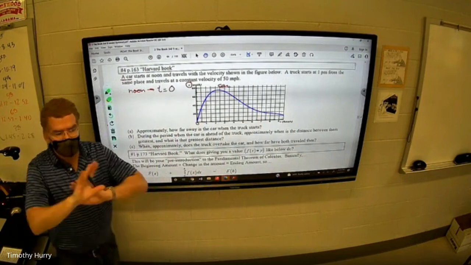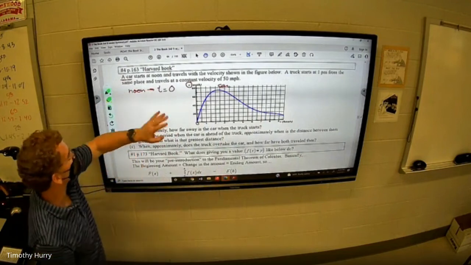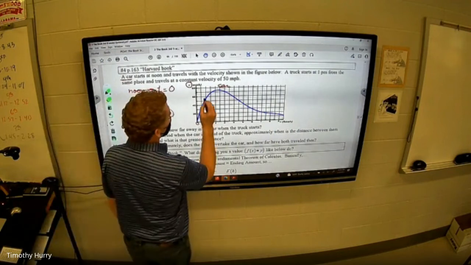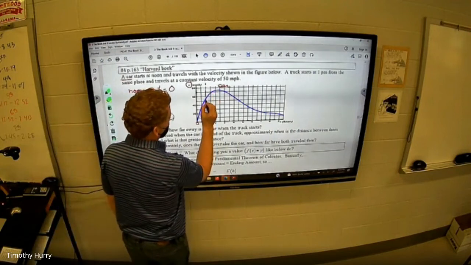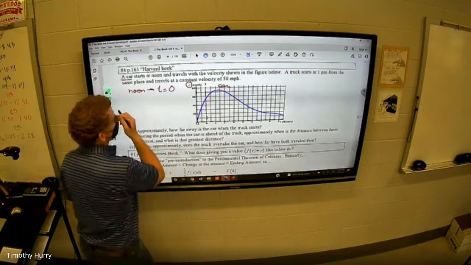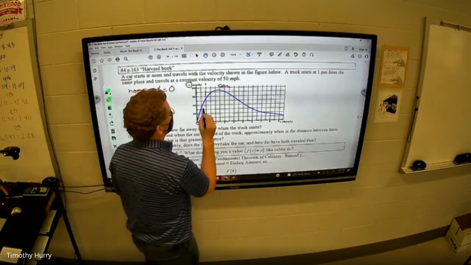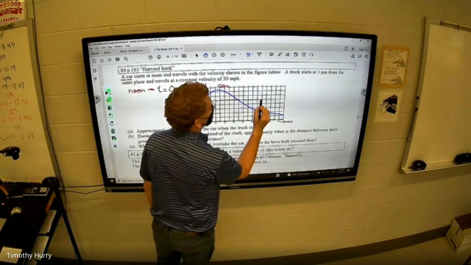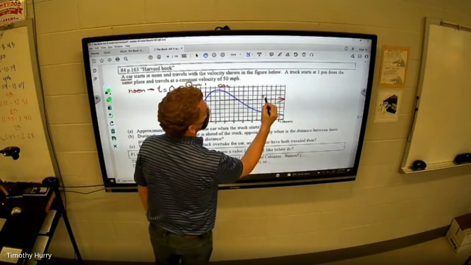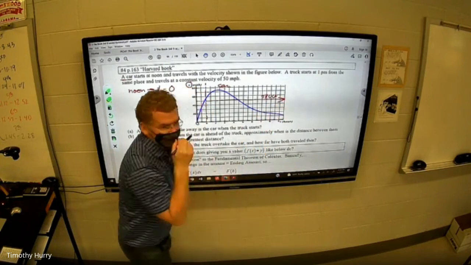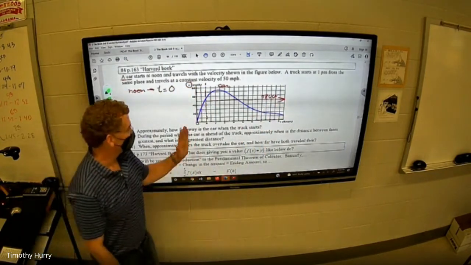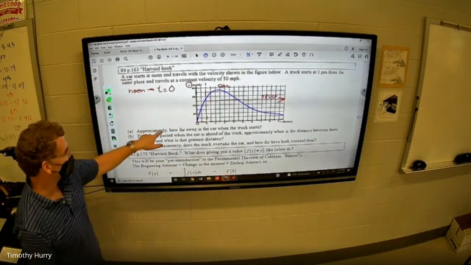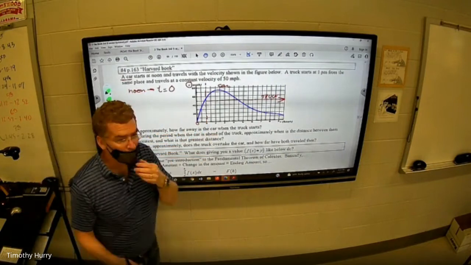Now, in a completely separate item, it says a truck starts at the same place. So a truck doesn't even go anywhere until here. But it starts moving and it travels at a constant velocity of 50. So here is the truck's velocity. All right? But it doesn't start until 1 o'clock. So here's the question.